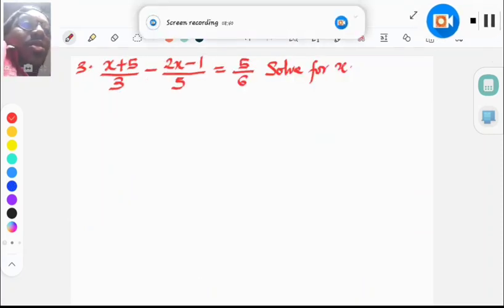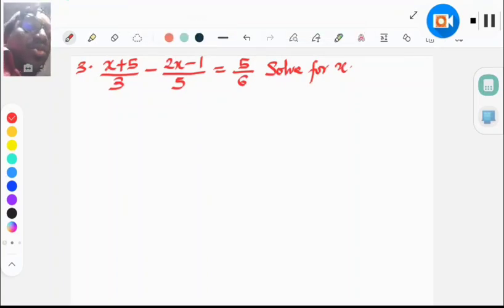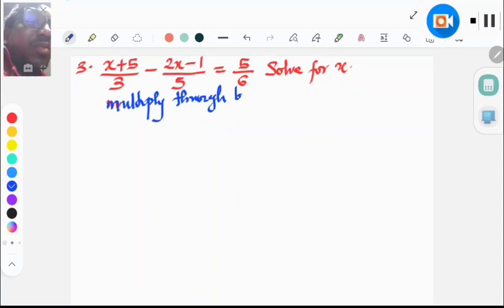Okay. So another question here, we've been asked to solve for x. It is quite similar to what we've just finished doing. So just like we did last time, we are going to be multiplying through by the LCM. So first of all, what is the LCM? The LCM of these should be 30. So we multiply through by 30, which is the LCM.